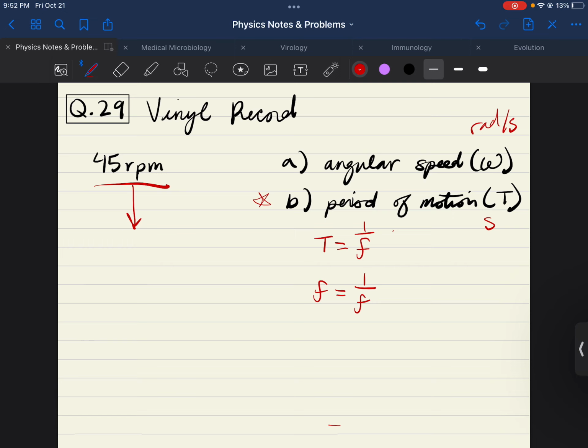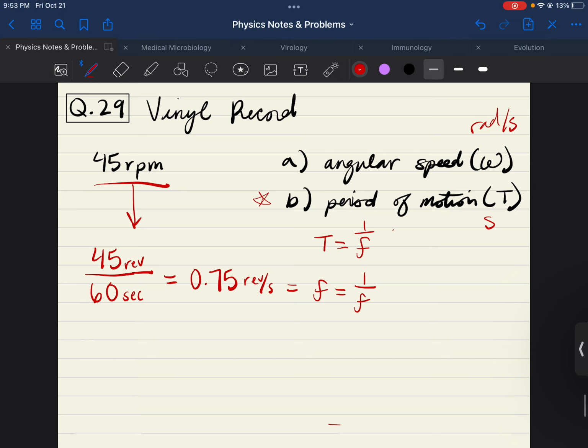All right, so we have 45 rotations per minute. We know that there are 60 seconds in a minute. So let's divide the amount of rotations that occur in that minute by the 60 seconds in the minute. And when you do that, you get 0.75 revolutions per second. Now we know that this equals our frequency. Let me fix that really quick. There we go. That's better.